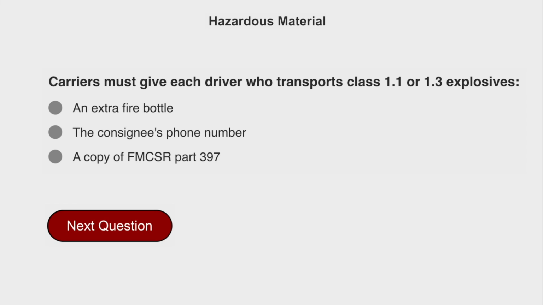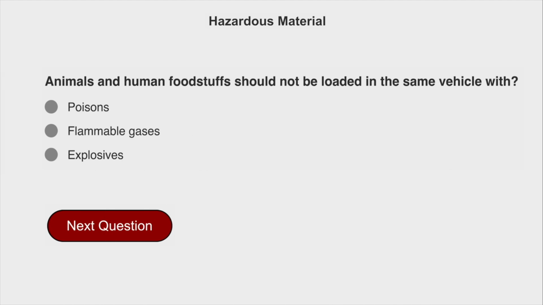Carriers must give each driver who transports Class 1.1 or 1.3 explosives a copy of FMCSR Part 397. Animals and human foodstuffs must not be loaded in the same vehicle with poisons.